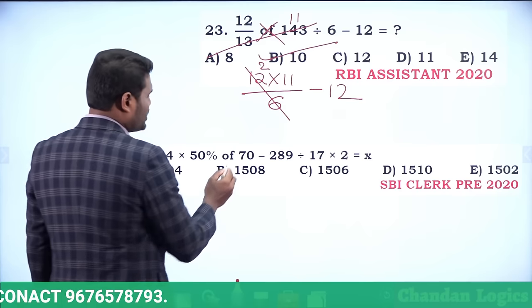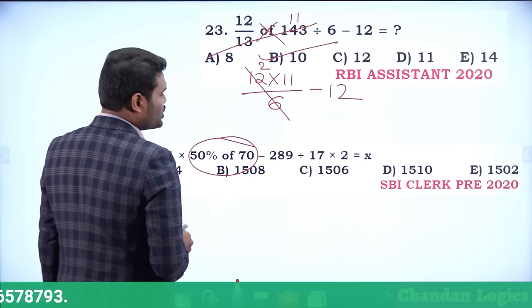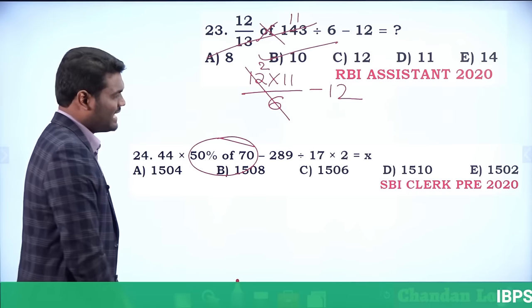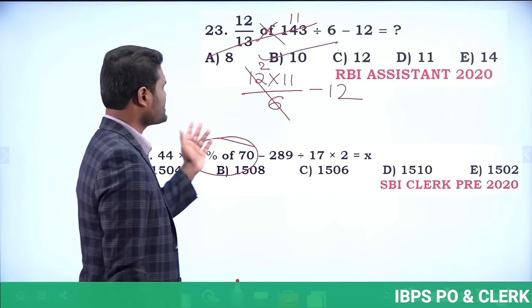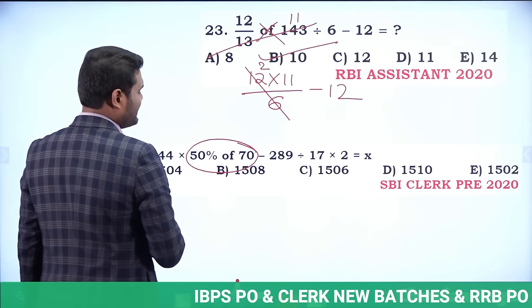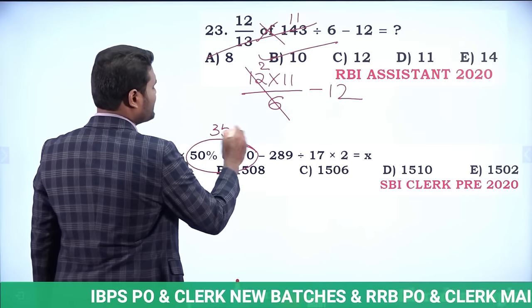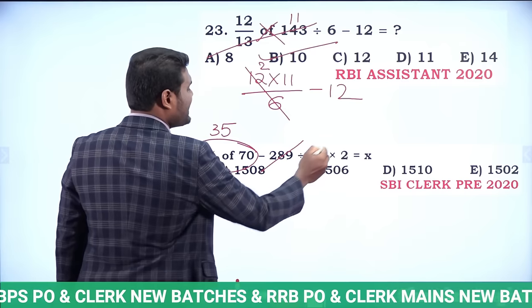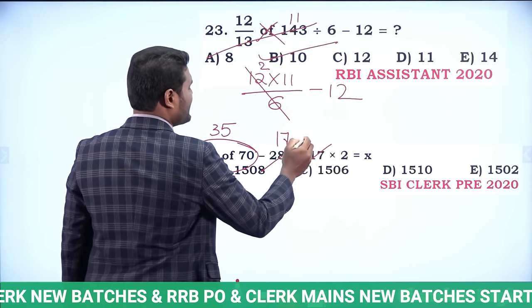44 into 50% of 70 minus 289 divided by 17 into 2 equal to x. So we are supposed to find what is the value of x. Now look here, 50% of 70. 50% of 70 is nothing but 35. 289 cancels in 17 how many times? 17 times, right?